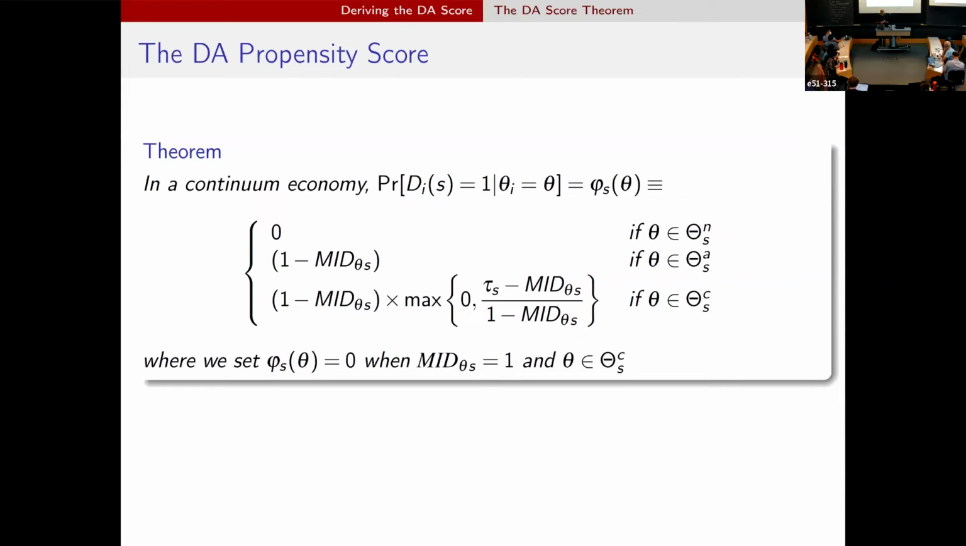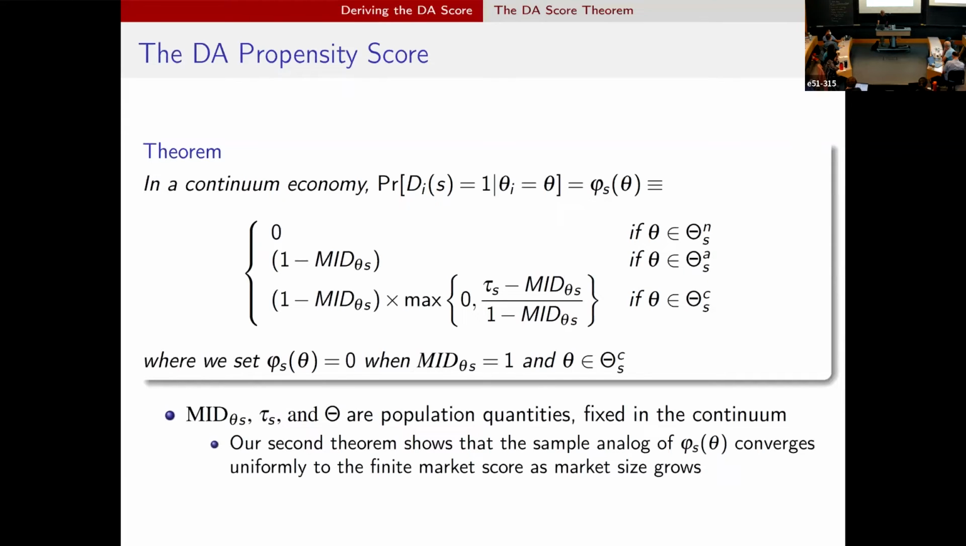And the cutoff at the school is tau S. So the length of the interval is tau S minus the mid. And so the probability is just (tau S minus mid) divided by (1 minus mid). Okay, so this is the formula.